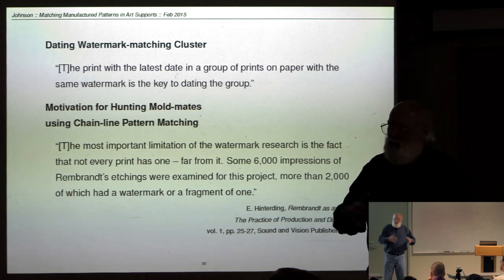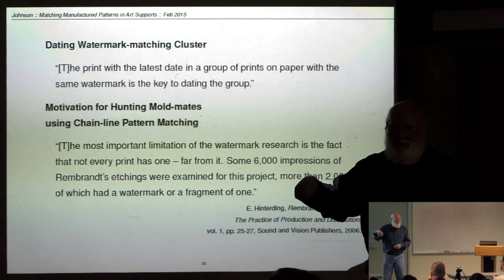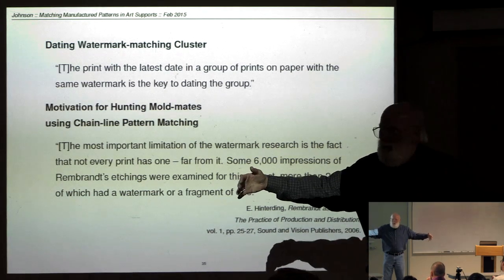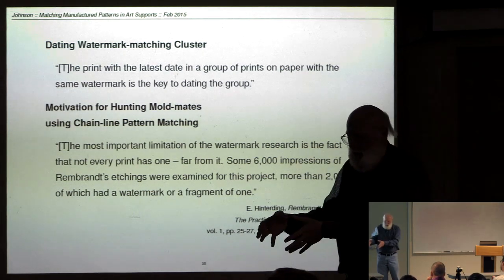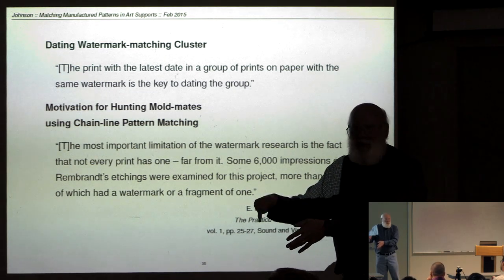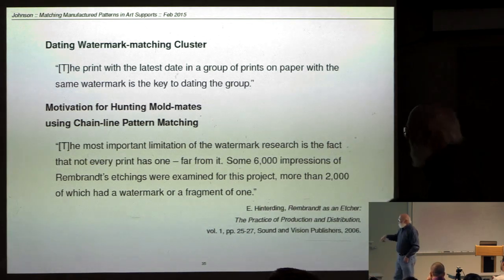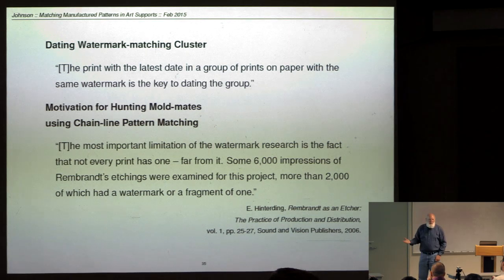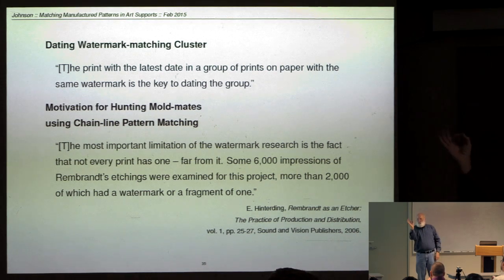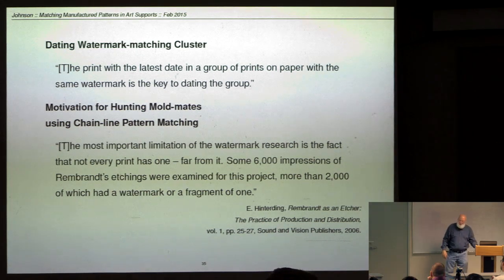Okay, so even though the etching has the date on it, that's not necessarily the date of the print. And you want to put them all in the right order. So what you do is you find all the ones that are on the same watermark on the same paper, and the one that has the latest date is the date of all of them. Okay, what's the problem? Only about a third of the prints have watermarks. Here's the big sheet. I'm going to cut it into pieces, and here's the watermark. So only a couple of pieces of paper get the watermark on them. So we want something that works without a watermark.